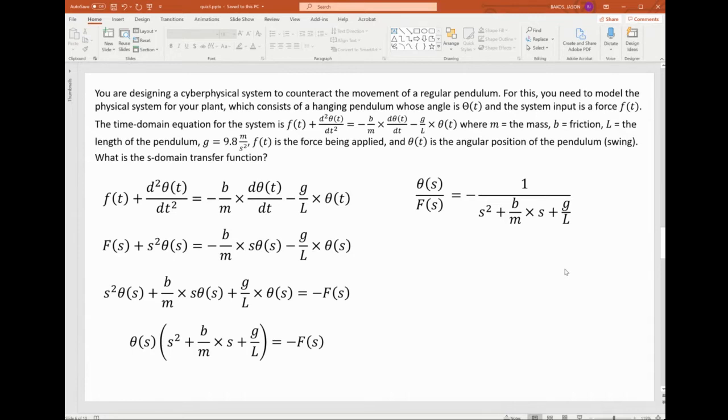So for this, you need to model the physical system for your plant, which consists of a hanging pendulum whose angle is theta of t, and the system input is force f of t. The time domain equation for the system is f of t equals the second derivative of theta t, which equals minus b over m times the derivative of theta t, minus g over l times theta t.